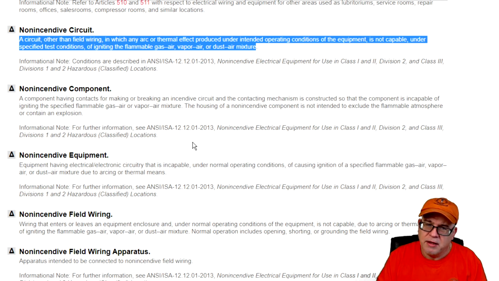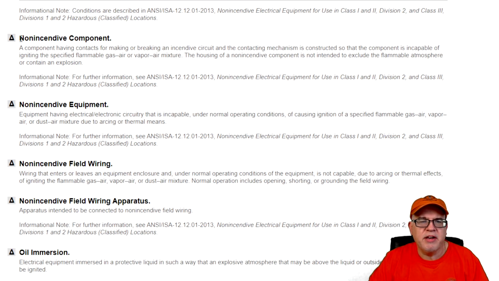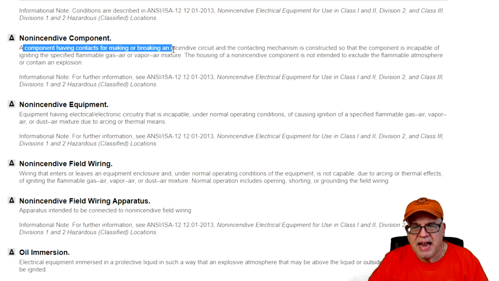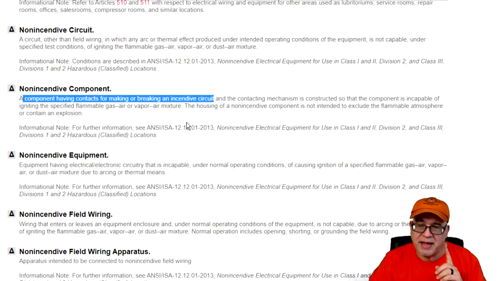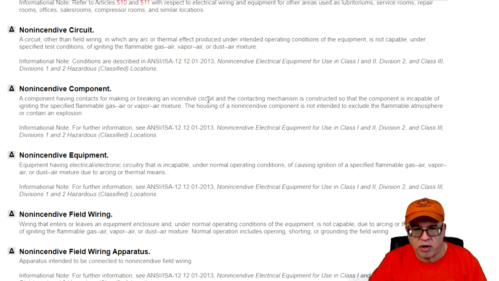Okay, it's a circuit other than the field wiring that is designed usually within the system or within the component. It may generate an arc, and it will have heat, but it's not enough to cause any problem. Okay. Now, non-incendive components. Those are a component having contacts for making or breaking an incendive circuit. So we're not talking about a non-incendive circuit; we're talking about an incendive circuit that can produce an arc or thermal effect that could be a problem. So it could be a component that is non-incendive.